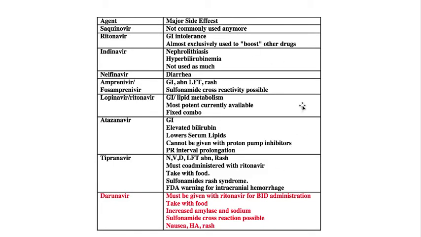Here's a list of the protease inhibitors, starting with saquinavir. This is a time sequenced order. Saquinavir was the first, darunavir is the most recent protease inhibitor, and this is already about 10 years old. What should be noticed is that the major side effect of all of these is inhibition of cytochrome P450, but many of them have specific interactions.